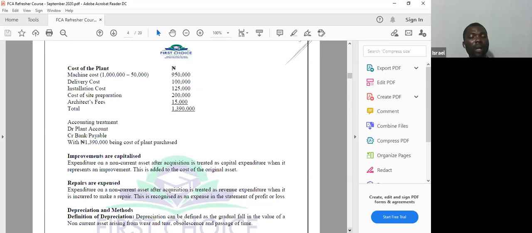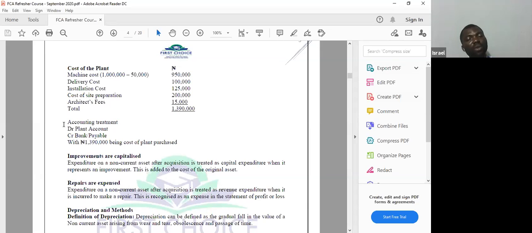We are going to pay salary, we are going to pay rent, we are going to incur overhead. So they are like sunk costs, unless otherwise stated. If you add everything together, it gives you 1.39 million. That is what we are going to give.